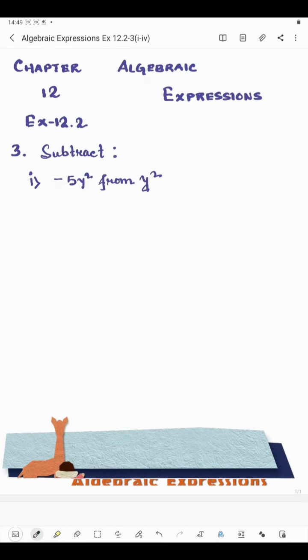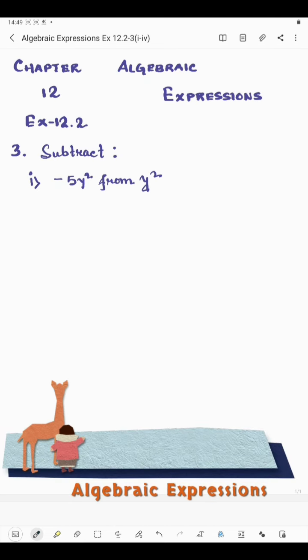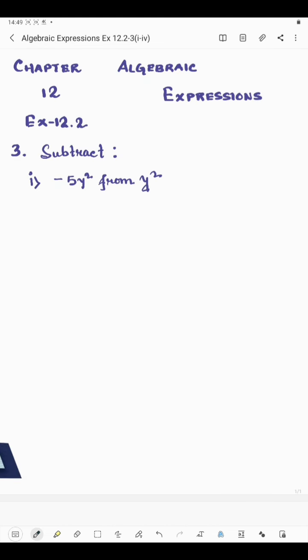Hello students, today I am going to start question number 3 of exercise 12.2. Now in question number 3 we have subtract. In the previous question we have seen that addition can be done in two ways, line method and column method. Similarly, subtraction also can be done in two ways, line method and column method. So first 4 sums will be done by line method and the rest 4 sums will be done by column method.